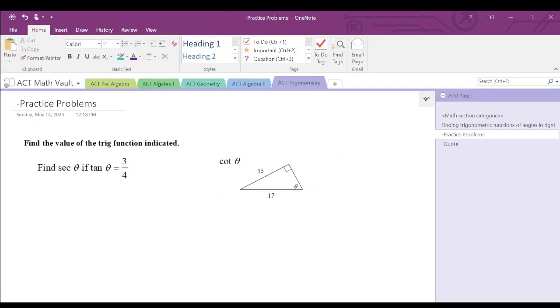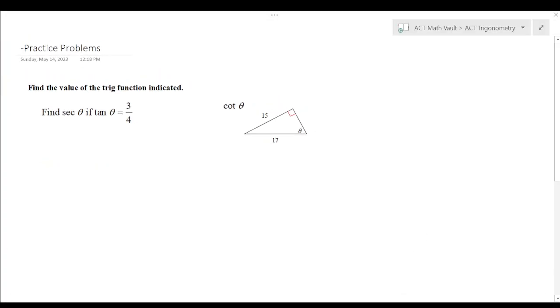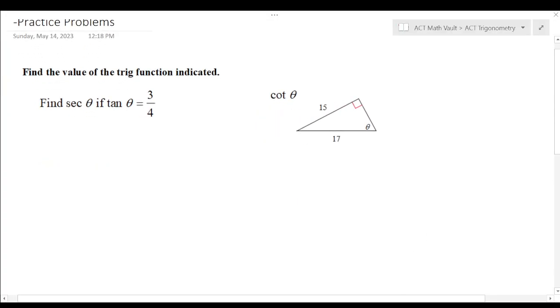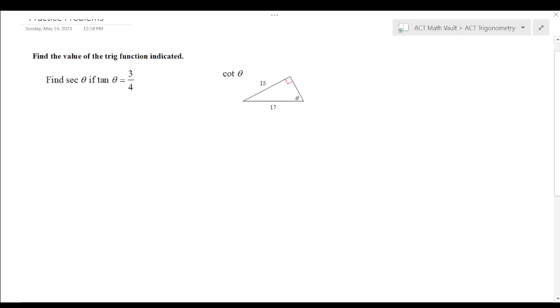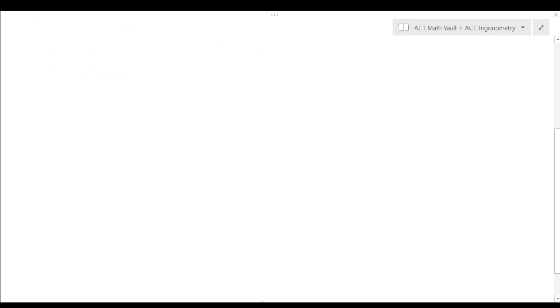Let's move on to some practice problems that are similar to the ones we just did. This one says find secant if tangent is equal to 3/4. And then this is a diagram problem that is asking about cotangent. So feel free to pause the video so that you don't see the answer quite yet. Okay, answers are 5/4 and 8/15.